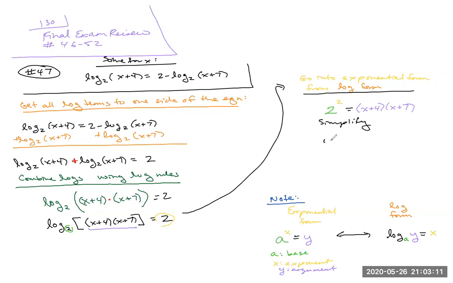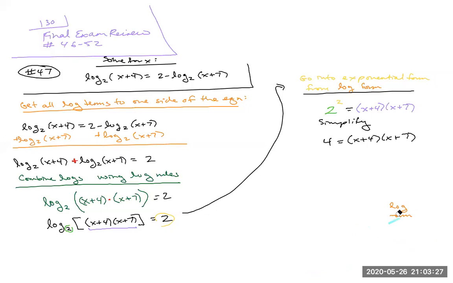You have 4 equals (x + 4) times (x + 7), the quantities. So this is actually going to be a quadratic, and we should know how to solve quadratic equations by this point. So now solve the quadratic equation.